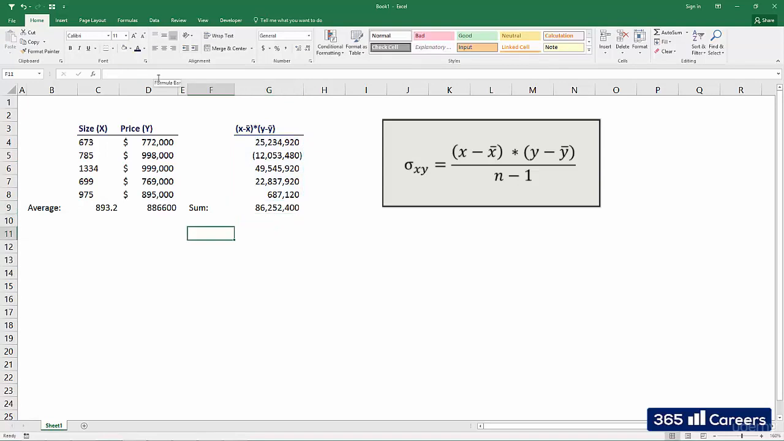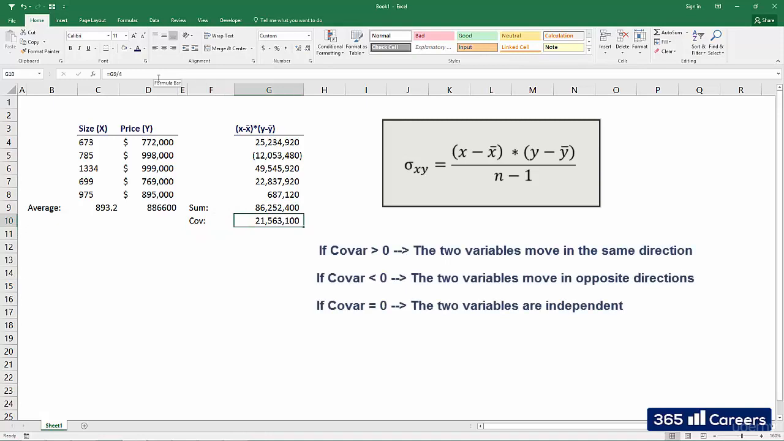Great! This gives us the nominator. It gives us a sense of the direction in which the two variables are moving. If they move in the same direction, the covariance will have a positive sign. If they move in opposite directions, the covariance will have a negative sign. And if their movements are independent, the covariance between the house size and its price will be equal to 0.